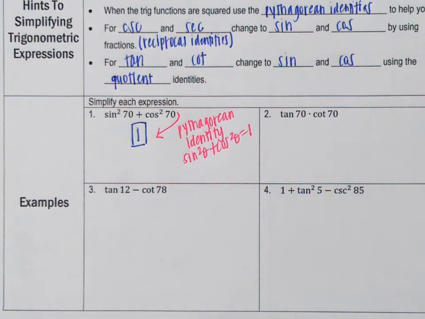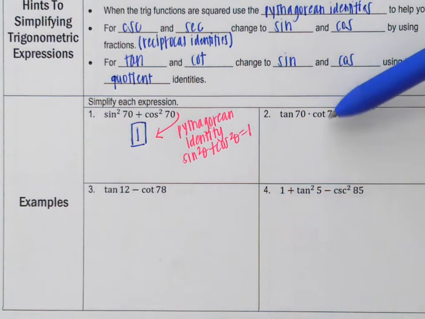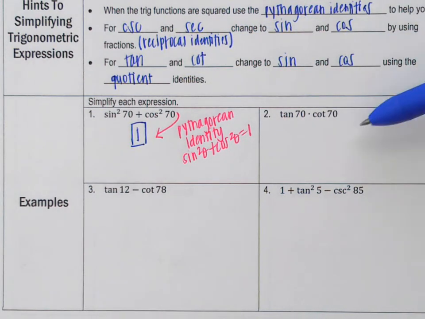Okay, so tangent 70 and cotangent 70. First thing, are they the same angle measure? And they are, so we're good there. We can look at the next hint. It says, when the trig functions are squared, use the Pythagorean identities. Well, neither one is squared, so we can't do anything. And then it says for cosecant and secant, well, these aren't cosecant and secant, but these are tangent and cotangent. If you think you know where to go with this one, pause me and see if you get to the correct answer. If you have no idea where to start, that's fine. We'll do this one together.